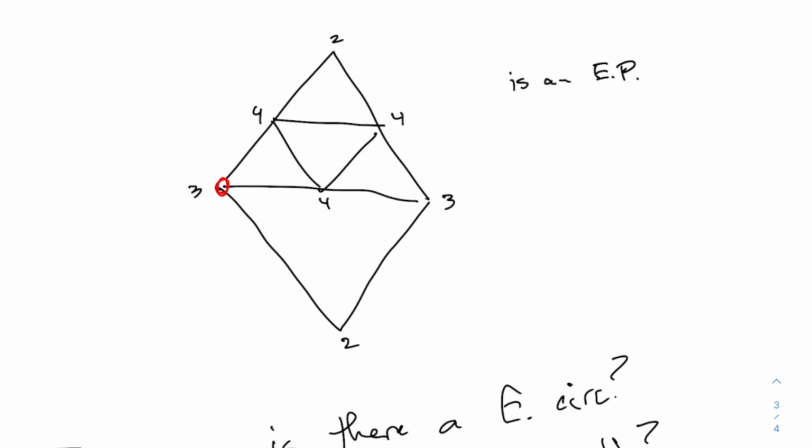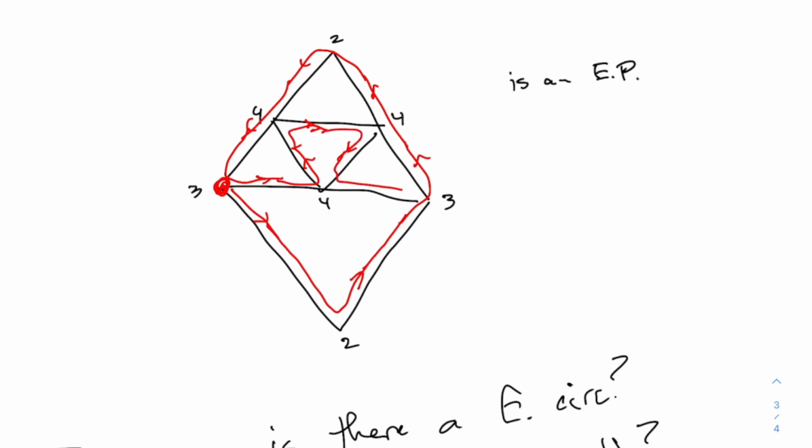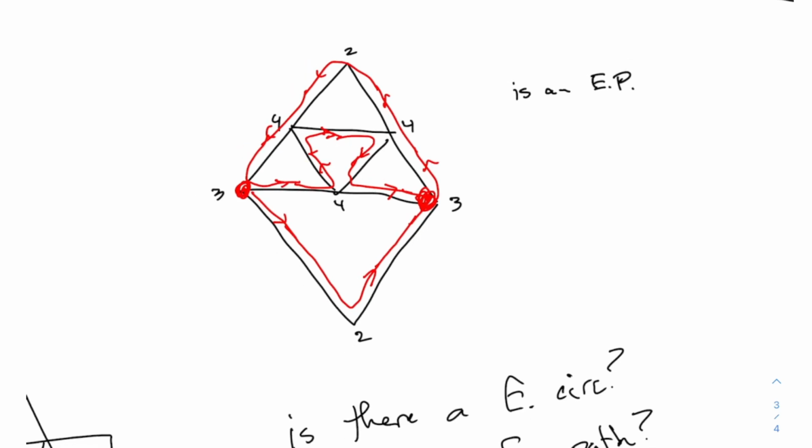So maybe I'll start on this one. And again, I'm just going to try and do whatever and hope that it works. Come up here, up there. I guess I have to come back here. There we go. I think that worked out nicely. All right. That's an Euler path. Again, you could have drawn this in many different ways, but you better start at one of the 3s and end at the other 3. All right? Any thoughts about that?